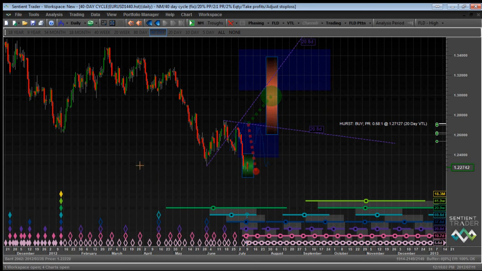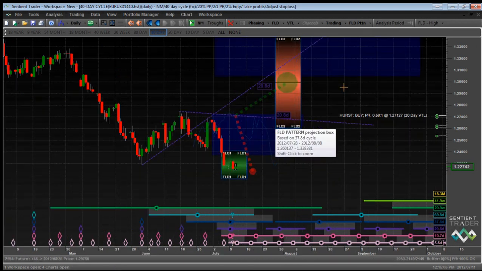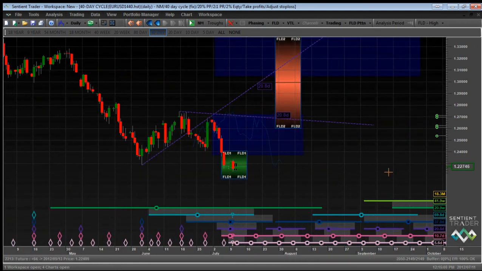I have told Sentient Trader that I'm trading the 40-day cycle on this particular chart. Okay, so it's performed the analysis. That's all well and good. But how do we get from the analysis into trading?